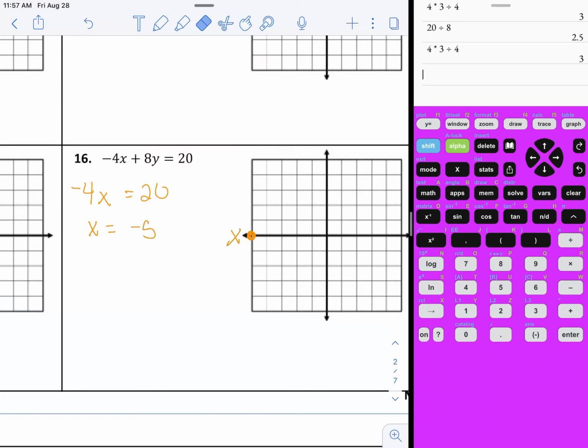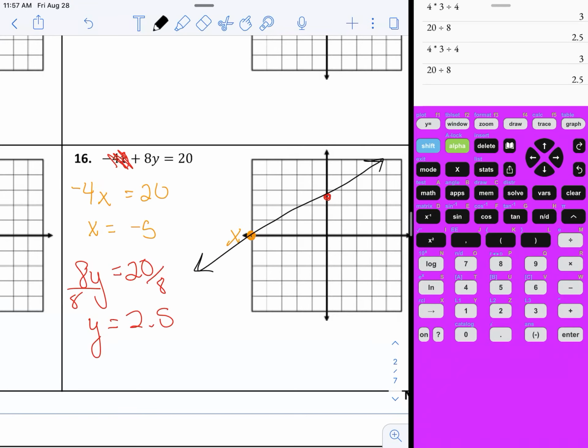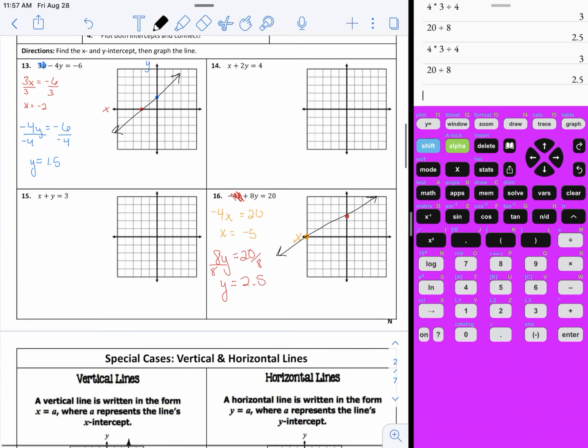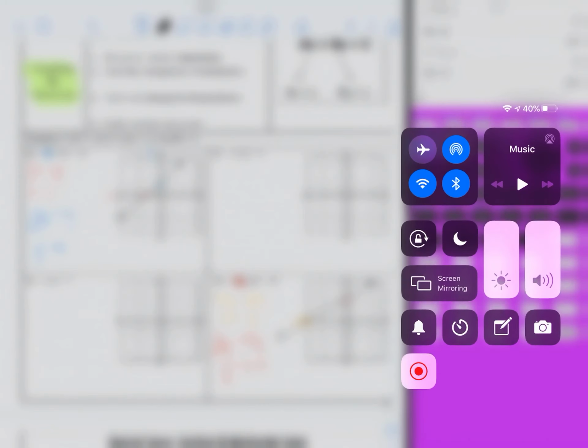So instead of the y's going away, you're going to put 0 in for your x, blah, blah, blah, blah. Okay? 8y equals 20. Divide by 8. 20 divided by 8 is 2.5. So you're going to go up 2.5. Maybe you guys have a ruler, and your lines look a lot more acceptable than mine. Okay, that was good enough. And that is how you graph using standard form. So this whole page was about standard form. Wish me luck.